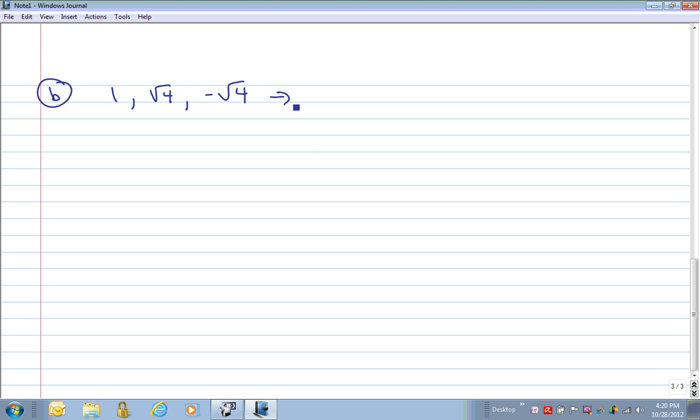So again, the first thing we're going to do is write as factors. We take our 1 and write it as x minus 1. We take our square root of 4 and write it as x minus the square root of 4. We take our negative square root of 4 and write it as x plus the square root of 4.